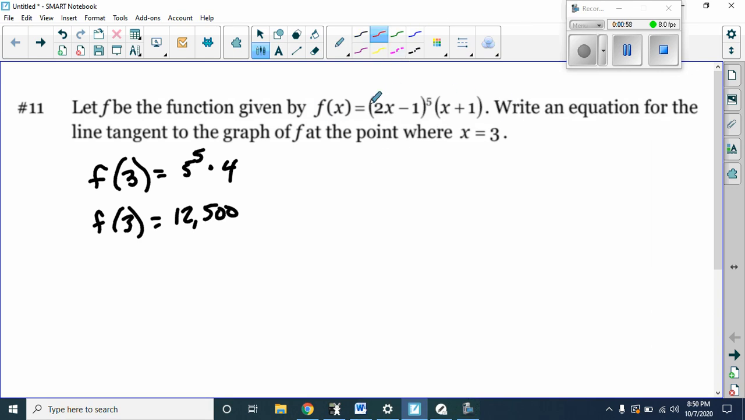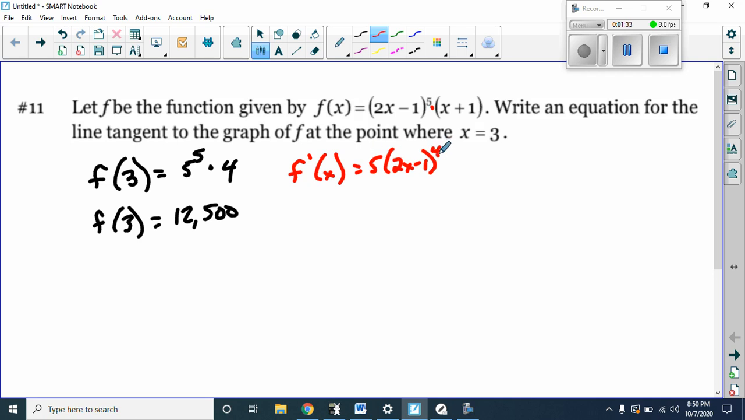So we need to find the derivative of this function at x equals 3. So we're multiplying two things here, this times that. So we're using the product rule. So product rule says the derivative of one of them times the other one. So to get the derivative of this, I'm going to move the 5 out front, subtract 1 from the exponent, and then chain rule says times the derivative of the inside. So that's the first part of the product rule, the derivative of this first piece.